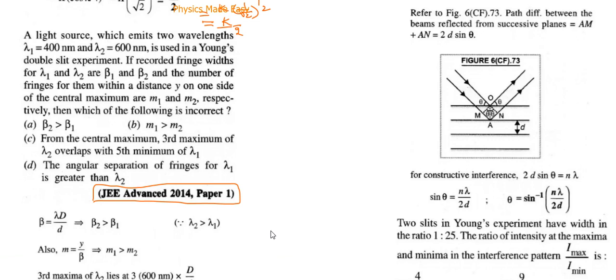A light source which emits two wavelengths, lambda 1 is equal to 400 nanometer and lambda 2 is equal to 600 nanometer, is used in Young's double slit experiment. It recorded fringe widths for lambda 1 and lambda 2 as beta 1 and beta 2. Now the number of fringes for them within the distance y on one side is m1 and m2 on the other side respectively. Then which of the following is incorrect?